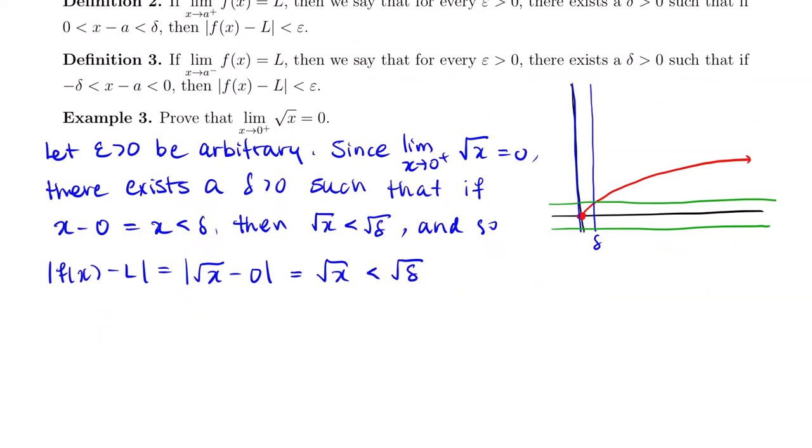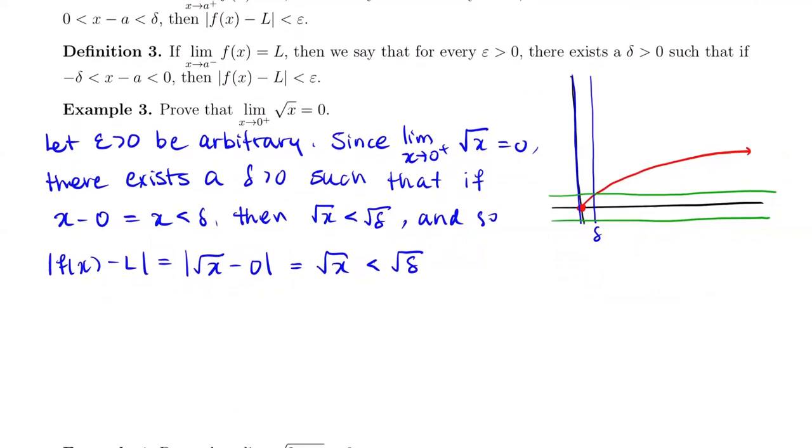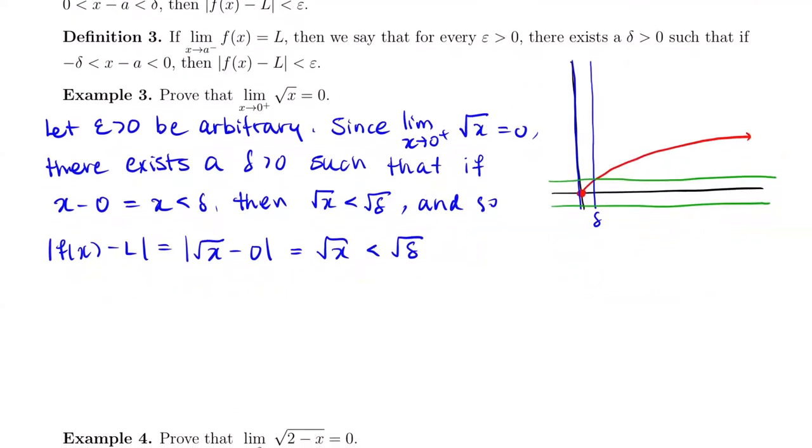Now we just have to make a choice of delta here, since in the end we want epsilon, right? So in the end we want to show that it's equal to epsilon. So that means we have to choose delta to be epsilon squared. Why? Well, if we put the square root of x here, this is less than the square root of delta, but that is going to be the square root of epsilon squared, right?